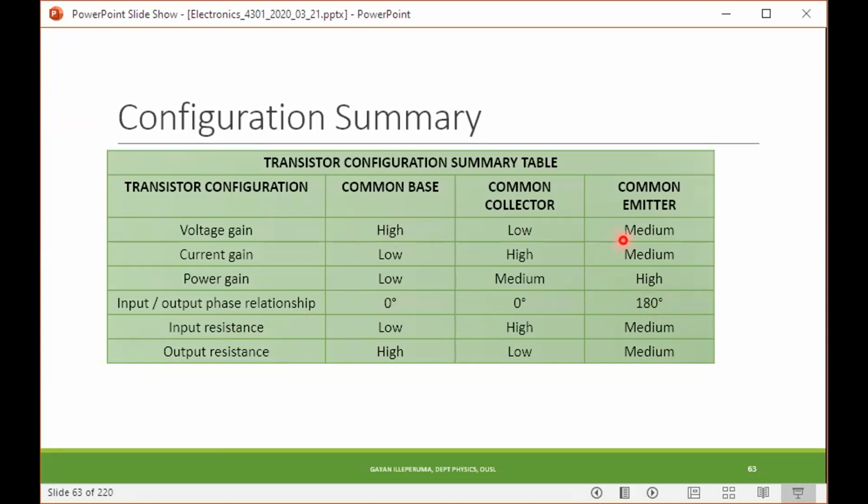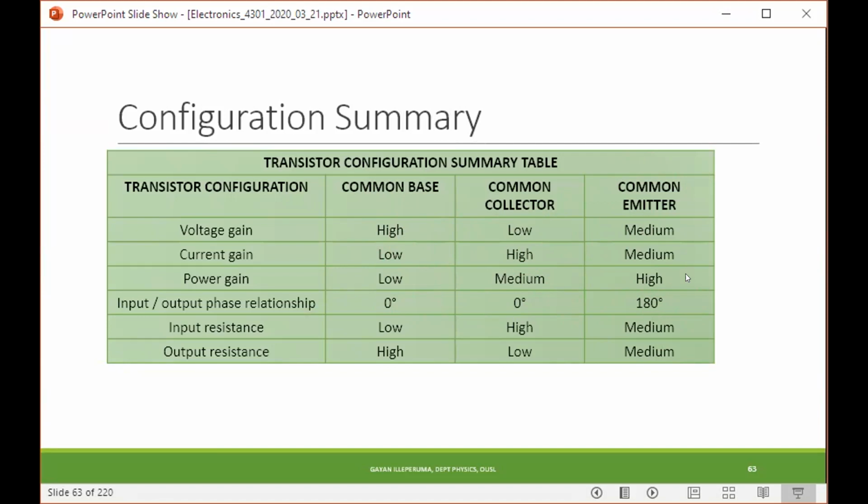In addition, you can look at the gains. So you can see if you have a common base, you have a high voltage gain, but the current gain and power gain is very low. Common emitter, you have a different scenario. And overall power gain, that means current and voltage gain together, is medium.